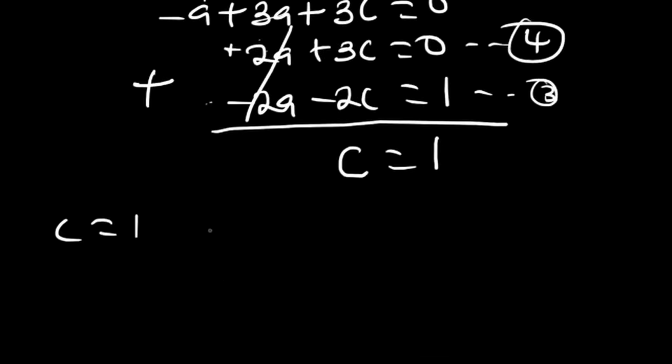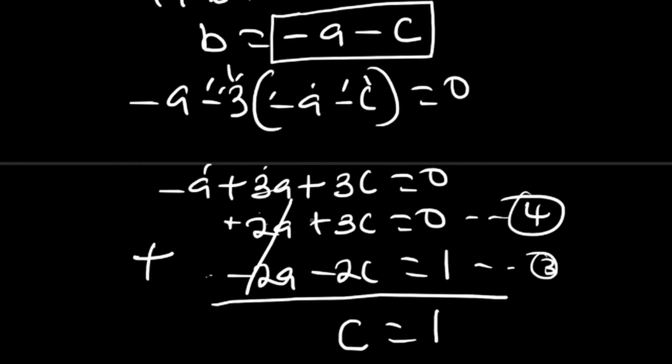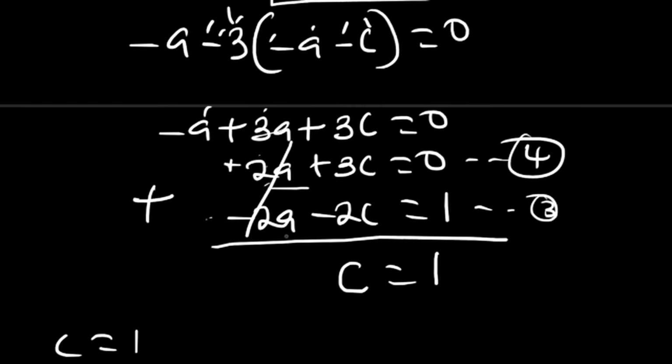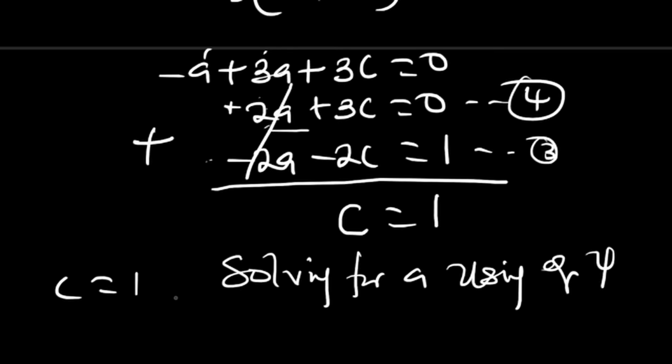Now, what's the next thing to do right here? We still have to solve for a and then b. Okay, let's see which one to solve for. We only found our c. We can use equation 4 to solve for a, since we've already found our c. So this is our equation 4, right? So I'm going to say solving for a using equation 4. So what's the equation 4? The equation 4 is 2a plus 3c. This is equal to 0.